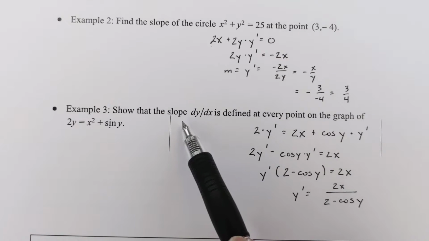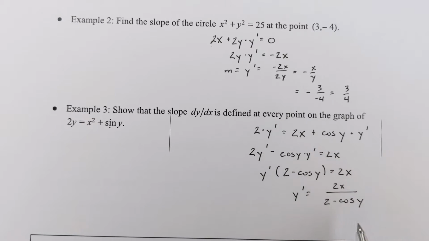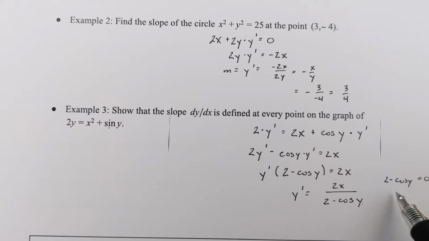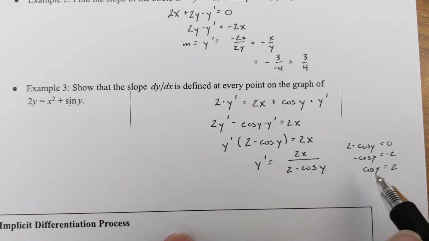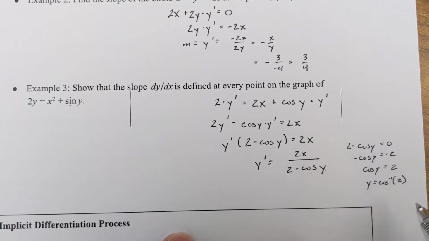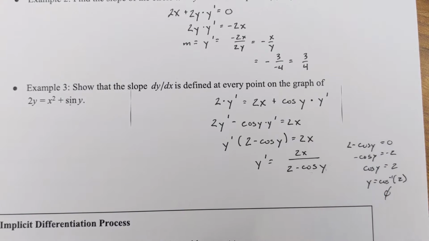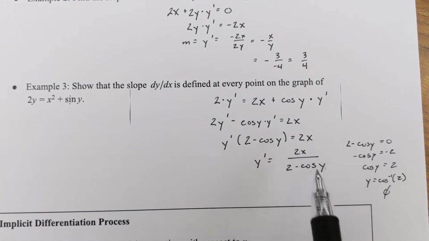So it says show that it's defined at every point on the graph. The only way that this equation wouldn't work is if the bottom is equal to 0. But the cosine never has a value more than 1 or less than negative 1. So it can't get large enough to solve that equation. If you pull the denominator out and set it equal to 0 and try to solve, you would get y equal to the inverse cosine of 2, which has no solution. So there is no value that makes that equal to 0, which means that this is always defined.